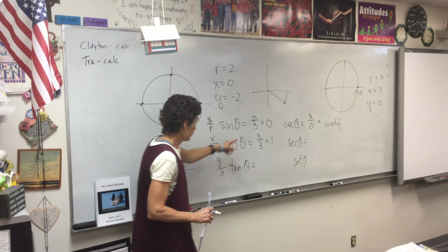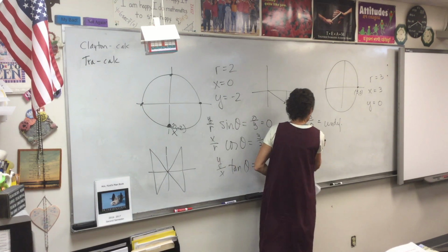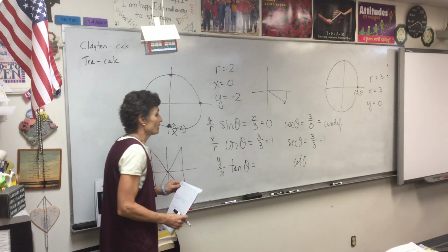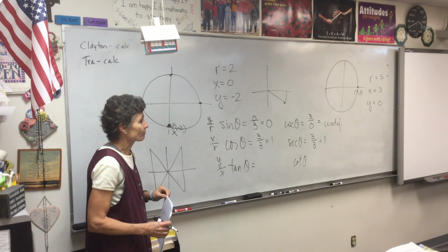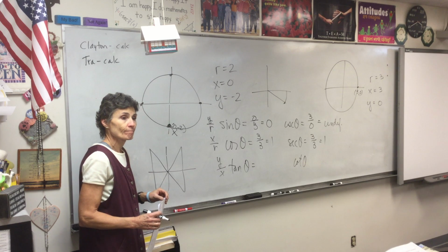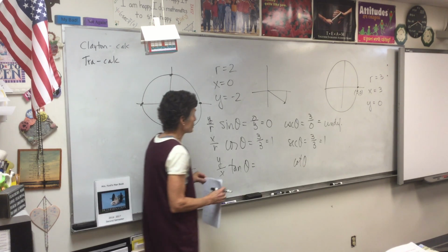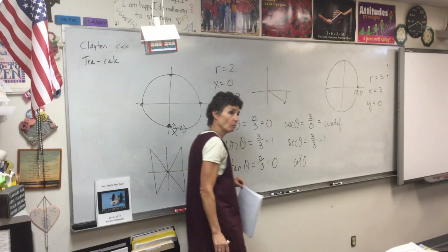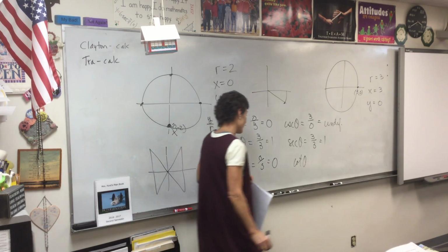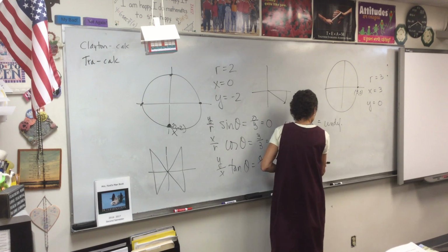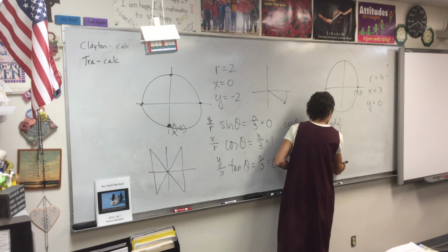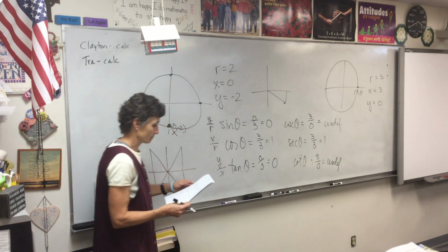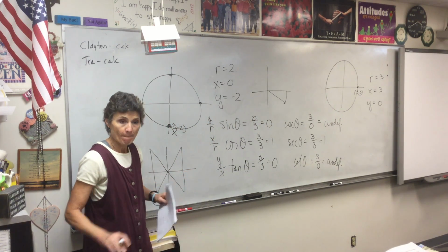Alright, so x over r was 3 over 3, so the reciprocal will be 3 over 3. What about my tangent? Tangent is y over x, so 0 over 3, that's 0. But the cotangent would be 3 over 0, which is undefined.